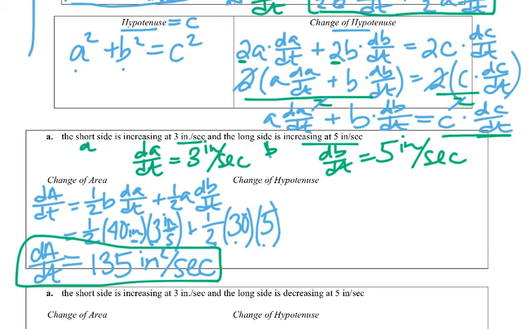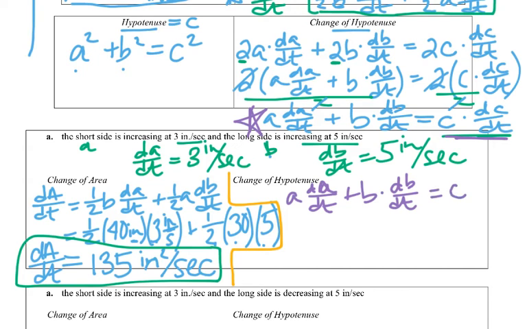Let's see if I have enough room. Okay, we had our change in the hypotenuse formula here. We had C times dC. So I'll rewrite that formula. We have A times dA/dt plus B times dB/dt equals C times dC/dt. And we're looking for the change in the hypotenuse. That means what we're really looking for is just dC/dt. But we can plug everything in and then solve for it.